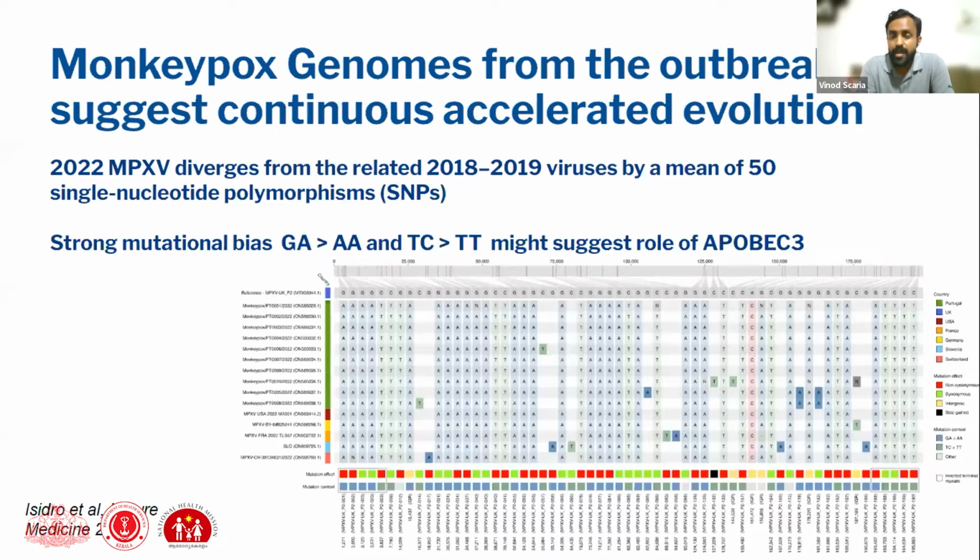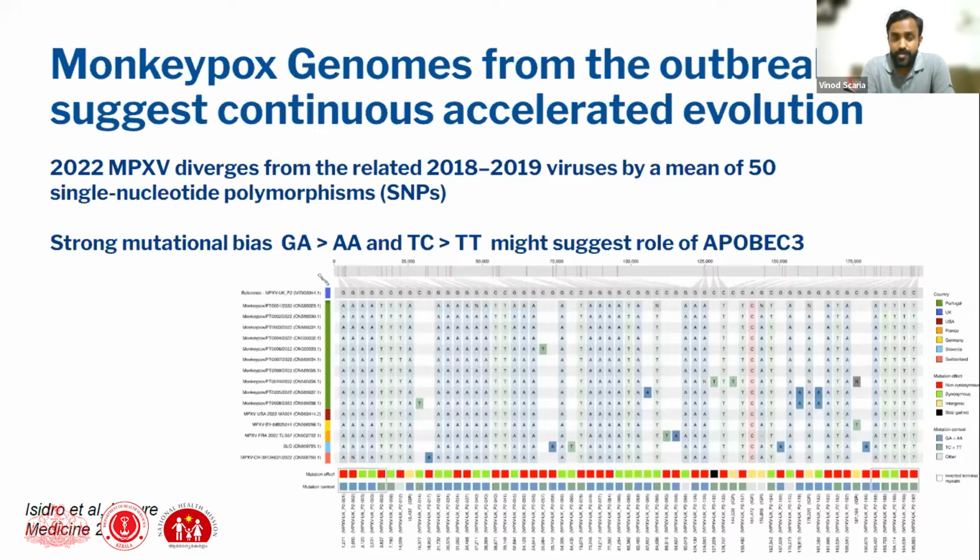And a significant large majority of these mutations were of the GA to AA or TC to TT type, which suggests that there are specific molecular mechanisms involved in these particular mutations. And this particular type of mutation is suggestive of a particular set of enzymes in the human body called APOBEC3, to be specific, APOBEC3A, which essentially means that the virus is probably replicating in the cytoplasm of the cell, and these mutations are introduced by the APOBEC3 class of enzymes.